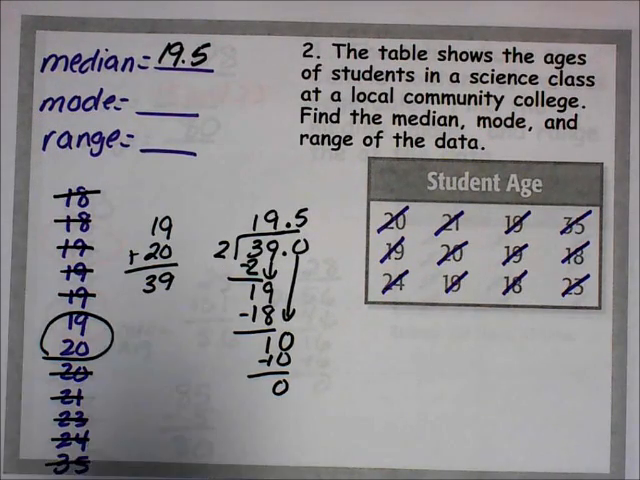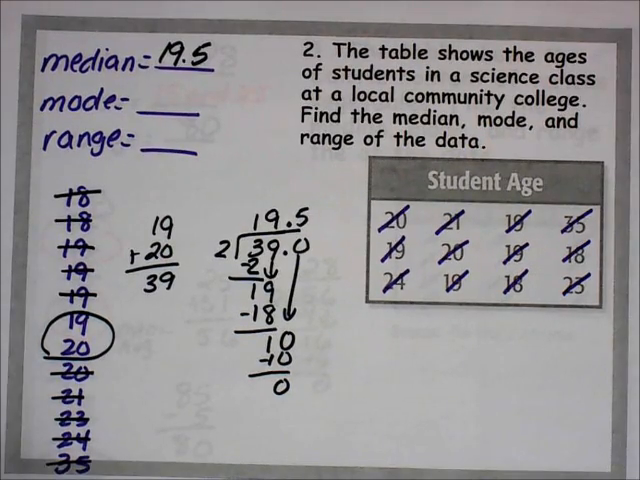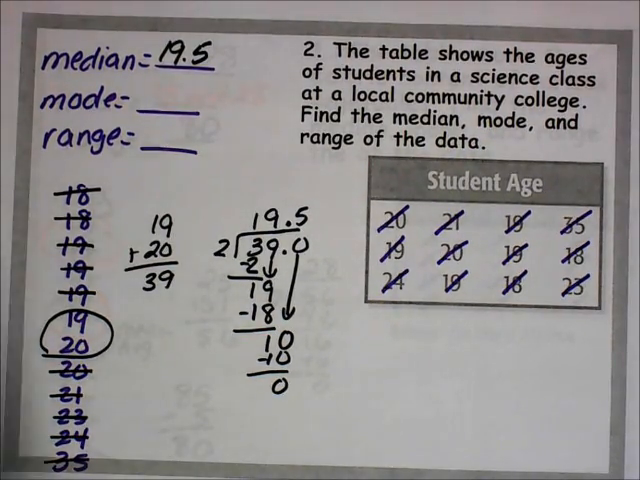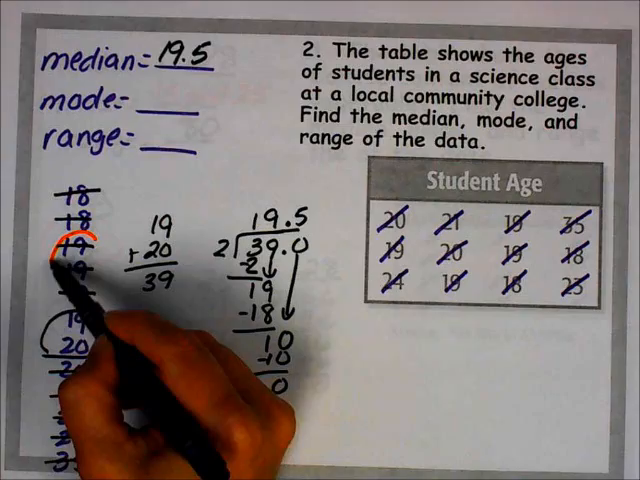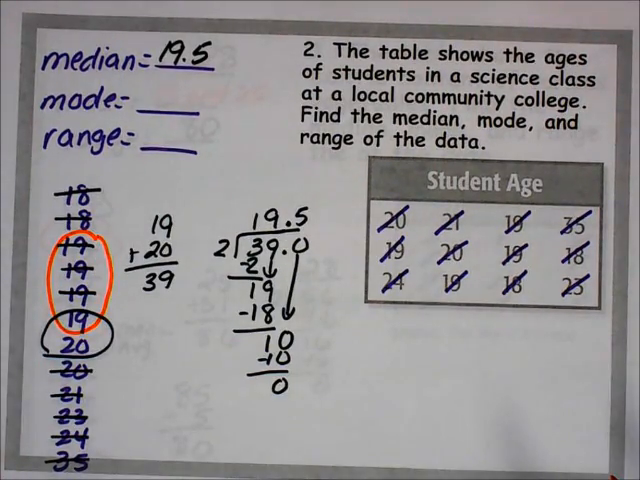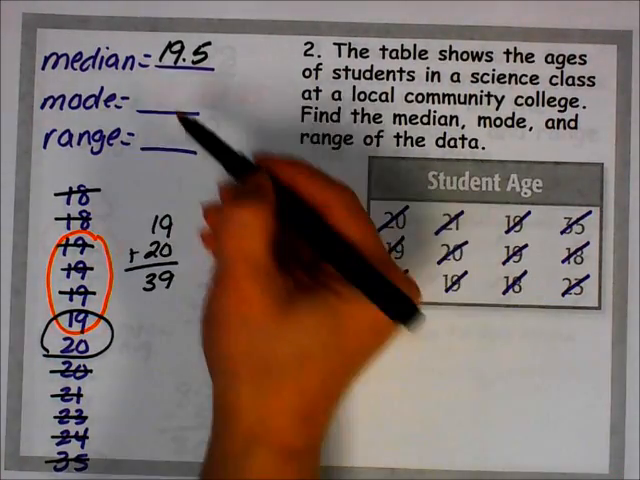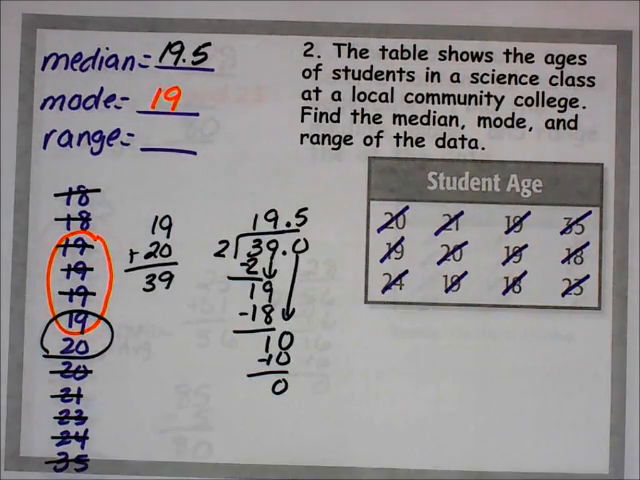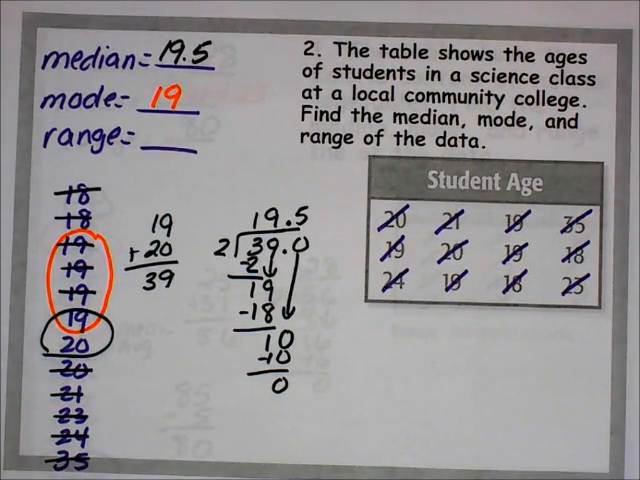Now I need to find the mode, or the number that occurs the most times. The number that we wrote down the most number of times was 19. We wrote 19 down 4 times, so that's the number that occurs the most often. Now we need to find the range.